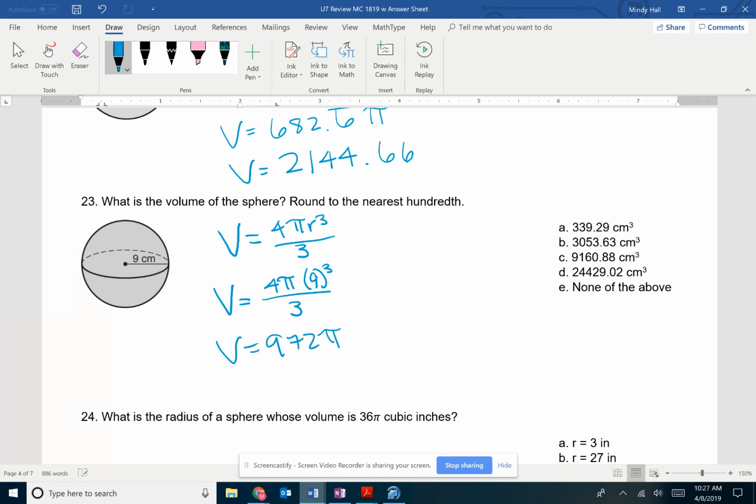And this is pi. So then when we multiply by pi, because we want the nearest hundredth, that would be volume equals 3,053.628. So then, again, we're looking at the 2. The number next to it tells us to go up. So it's going to be 3,053.63, which is going to be answer B.